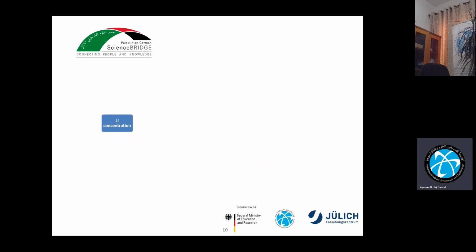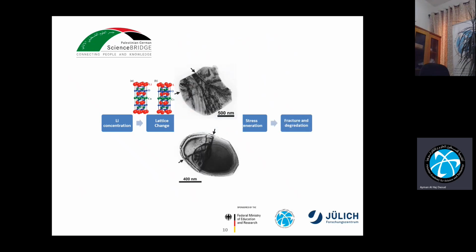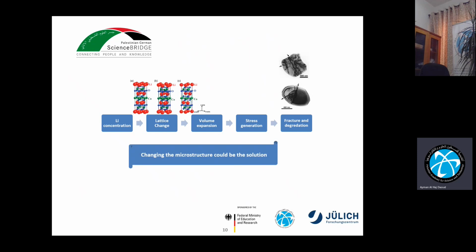Now, our assumption is that due to the change of the lithium ion concentration, we have a lattice change in the lithium cobalt oxide. This causes a volume expansion of the lithium cobalt oxide, and this generates stress. As a result of this stress, there is fracture and degradation of the lithium cobalt oxide. And this is a TEM image, for example, where we can see the cracks in the lithium cobalt oxide. So we can say that changing the microstructure could be a solution to reduce the stress.